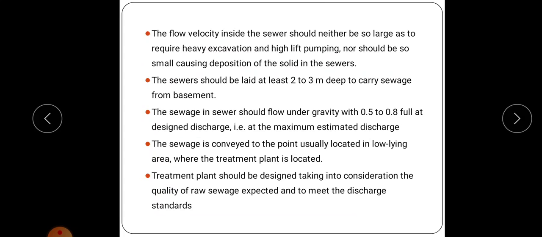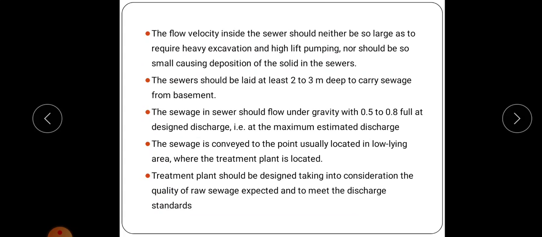Next point, the sewers should be laid at least 2 to 3 meters deep to carry sewage from the basement. Okay, and the sewage in the sewer should flow under gravity, 0.5 to 0.8 full at design discharge, that is, at maximum estimated discharge, 0.5 to 0.8 full.